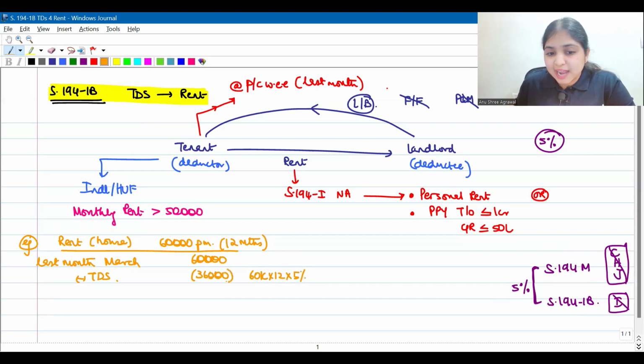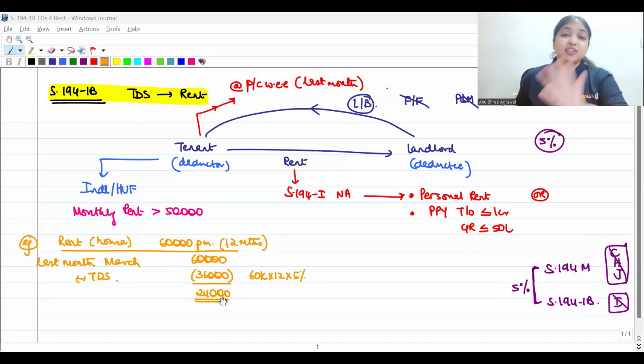So 36,000 tax will be deducted at source, not throughout the year. We will deduct tax only in the last month. So in the month of March, we will deduct 36,000. So what's the net amount left with? 24,000. This is the amount of money which the tenant is going to give the landlord in the last month.